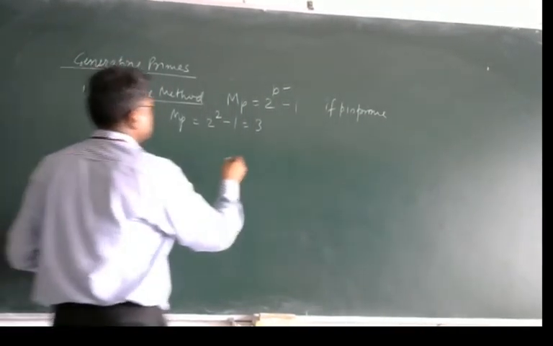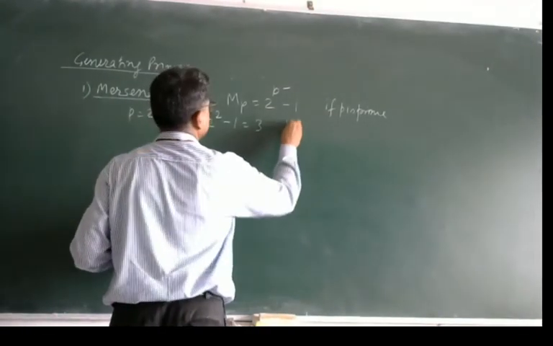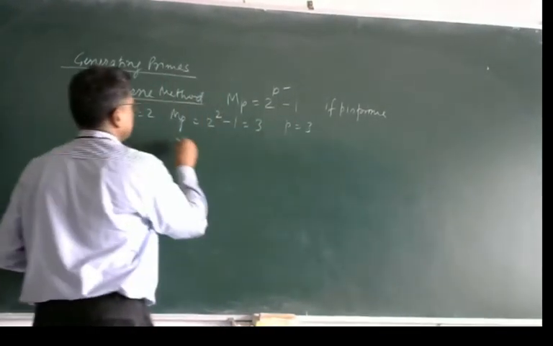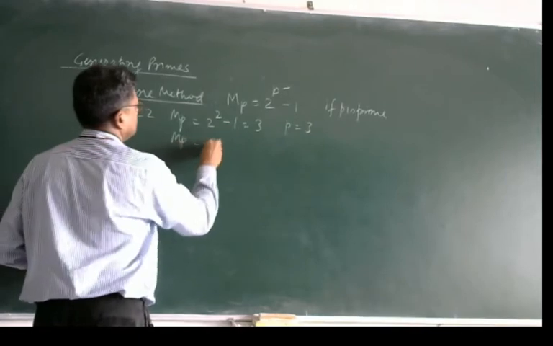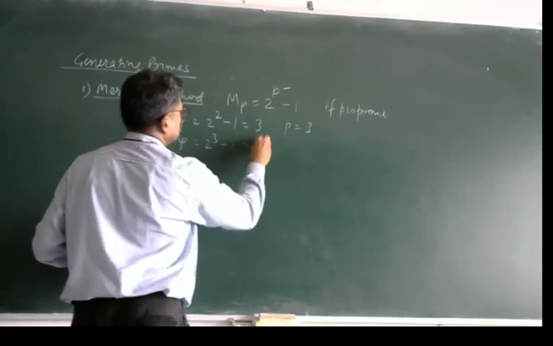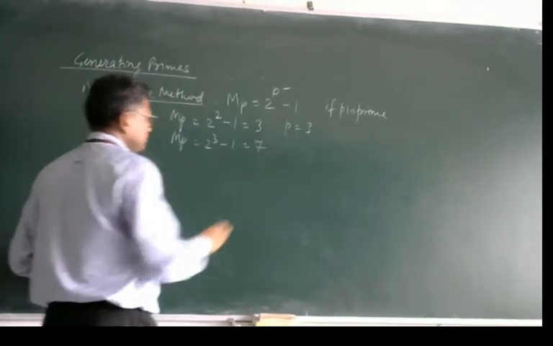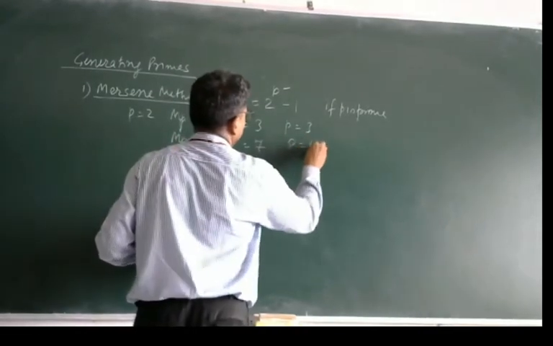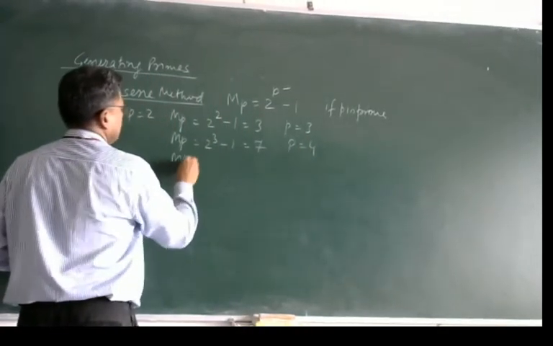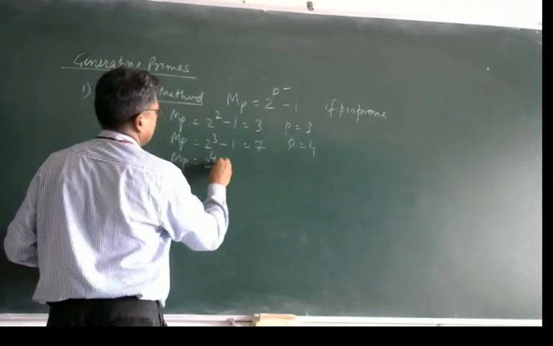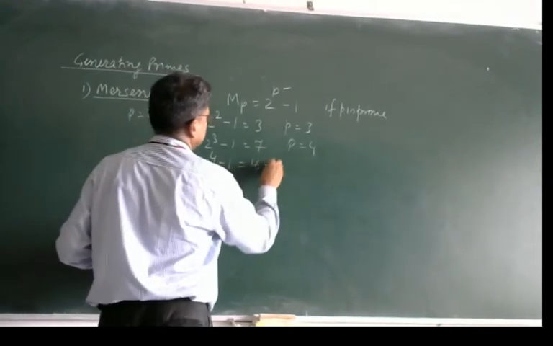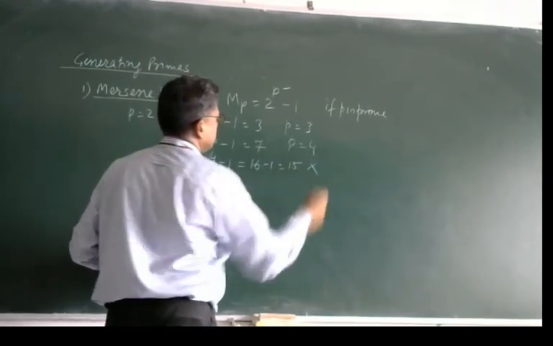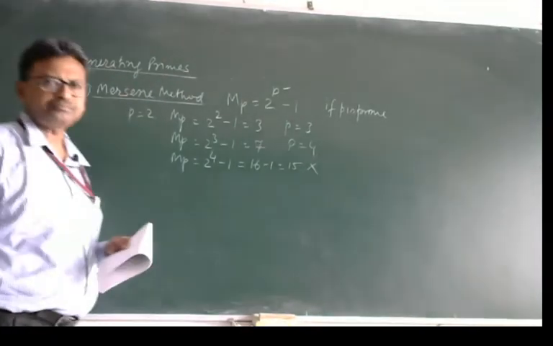Suppose we take an example where P is equal to 3. In that case, MP will be 2 to the power 3 minus 1, that is 7. 7 is also a prime number. Suppose P is equal to 4. So, MP will be 2 to the power 4 minus 1, that is 16 minus 1, that is 15. So, at this particular juncture, it is going to fail.